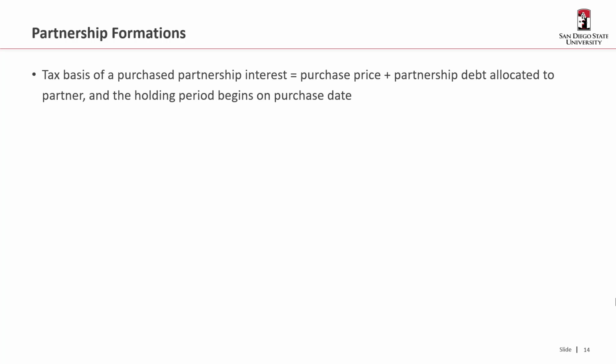So the tax basis of a purchased partnership interest is much easier than when one is formed. So let's say I decided to just outright purchase SpongeBob's interest from him. Now it's just the purchase price that I pay plus any partnership debt allocated to me. And the holding period begins on the purchase date. So it's like buying a share of stock in a way.